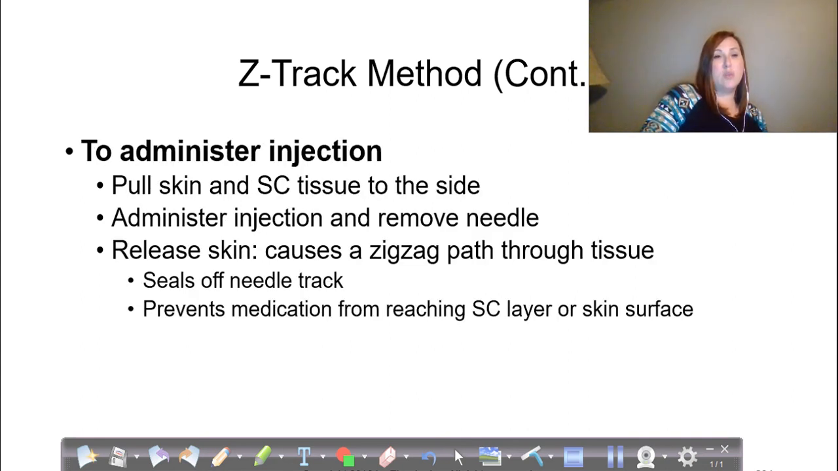When you give that injection, you're going to pull the skin and the subcu tissue to the side. You're going to give the injection and remove the needle, and then you're going to release the skin, and it's going to create a zigzag path through that tissue and seal off the needle track. That way the medication can't leak back into the subcu tissue or to the skin surface and be irritating or discolor the skin.